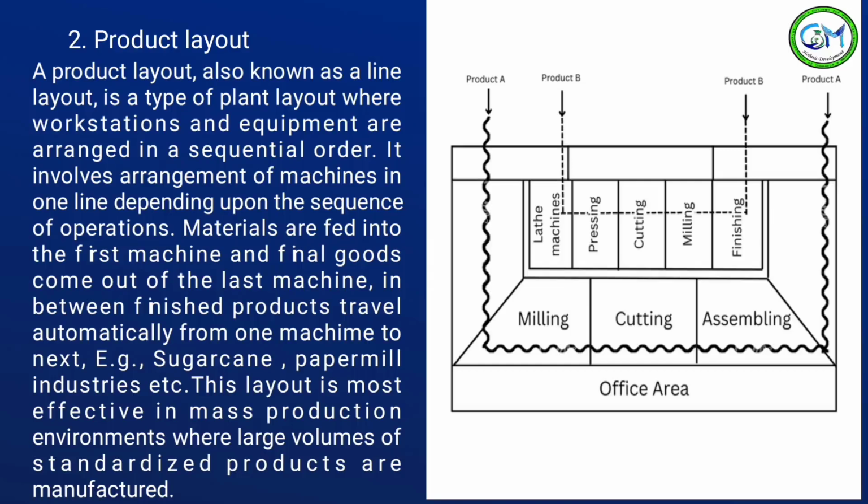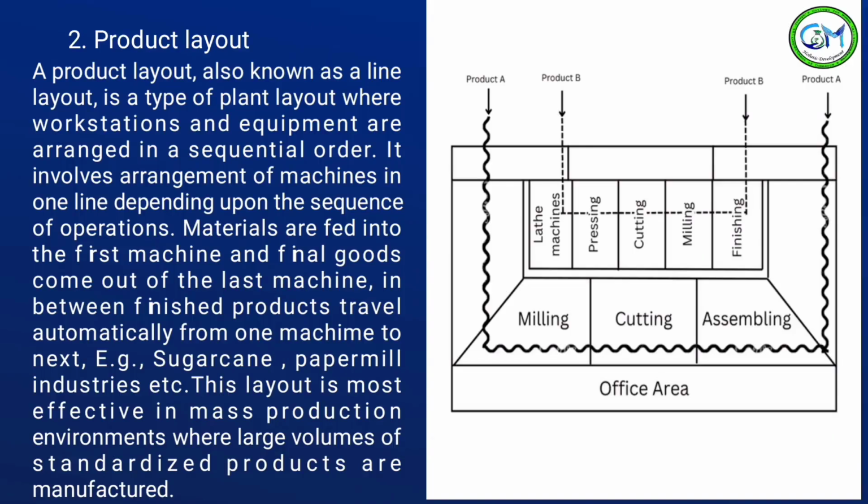If we go through this chart, here two products are produced, product A and product B. Product A passes the materials differently, and product B has a separate path. For product A, the raw materials are passed to first milling, then cutting, then assembling. Then after this sequence of operations, finally we get the product A output.